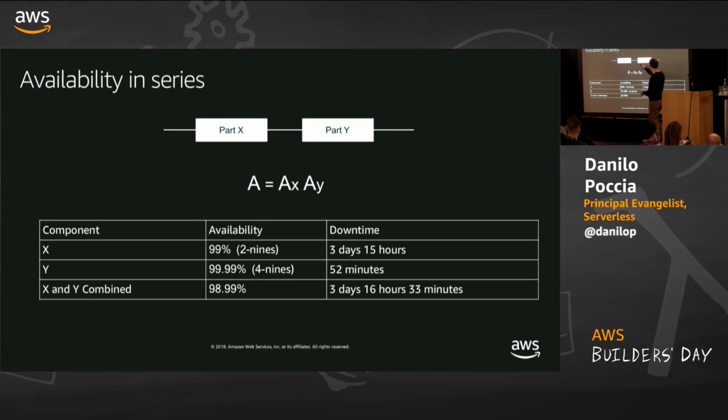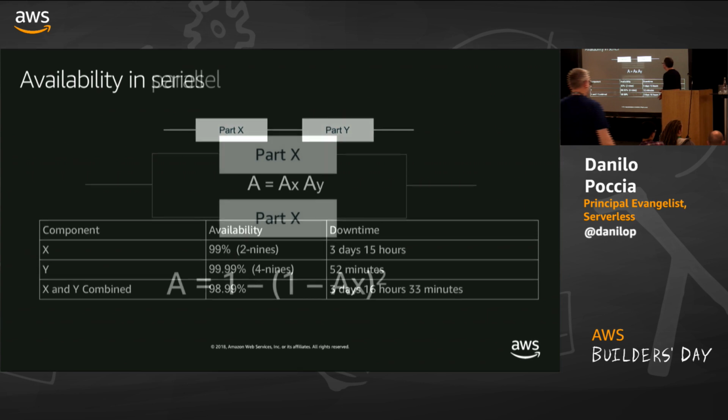Because if my web server has an availability of 99%, 2 nines, and my database has an availability of 4 nines, if I do the product, by default, this will be a smaller number, because I'm multiplying 2 numbers below 1, and the number is going to shrink and shrink. So putting components in series is always making your availability worse.